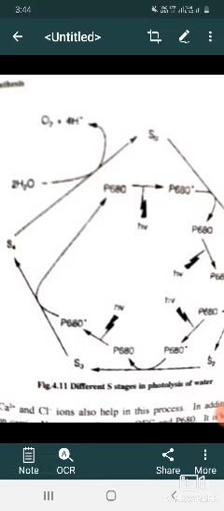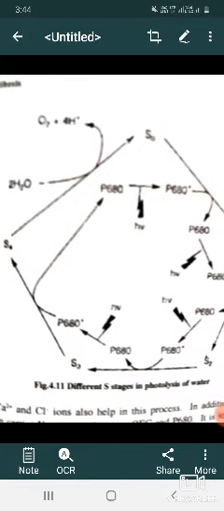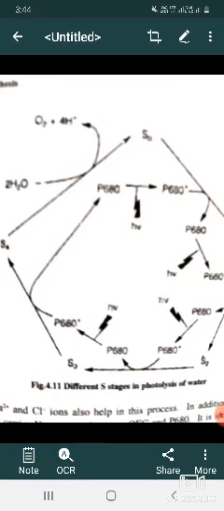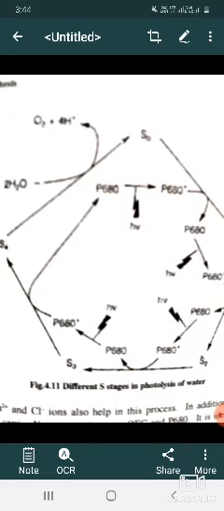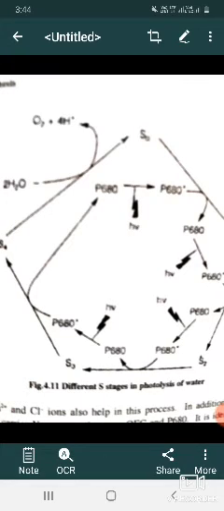Along with the release of oxygen, 4 hydrogens are formed by oxidation of water, and these are released into the lumen. Later they reach the stroma through ATPase and lead to the synthesis of ATP. So this is the electron transfer in photosynthesis.